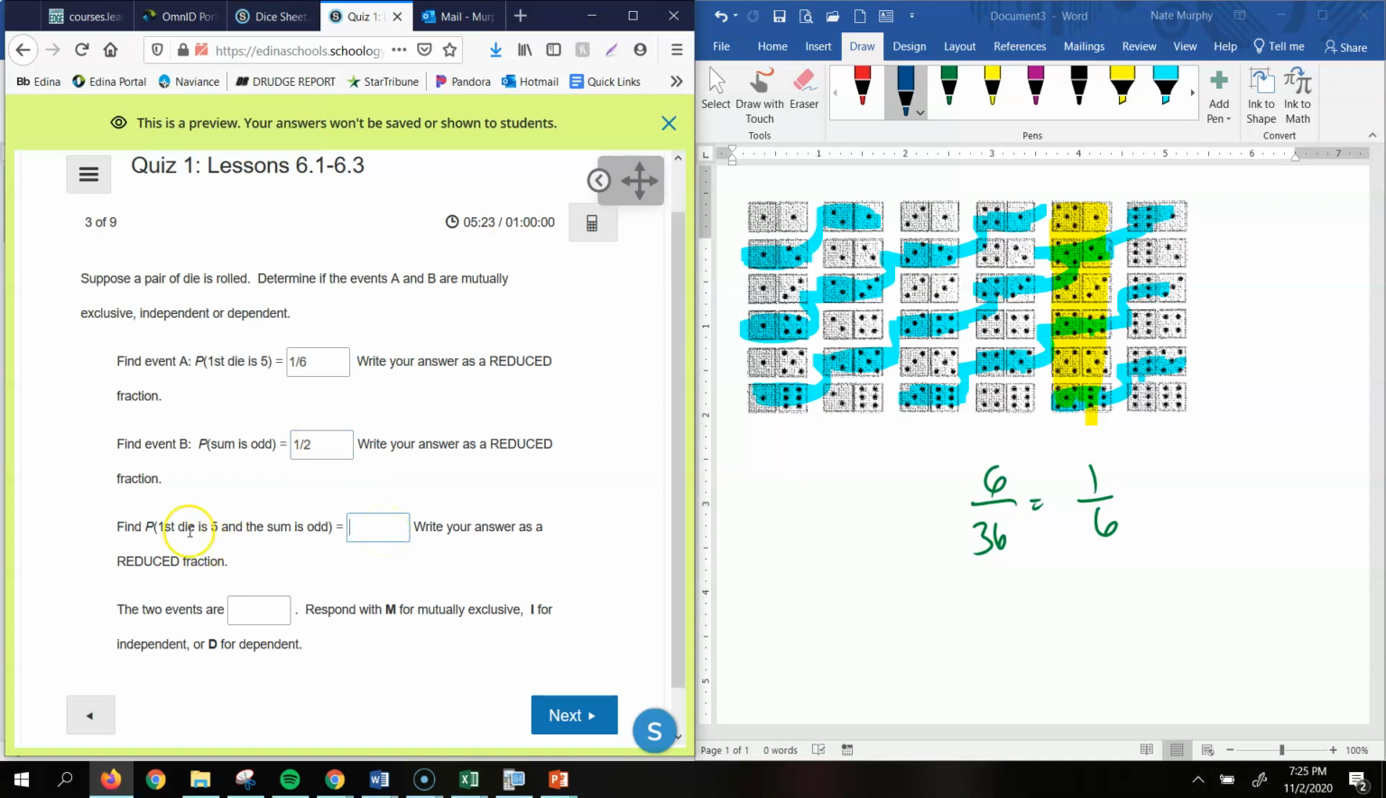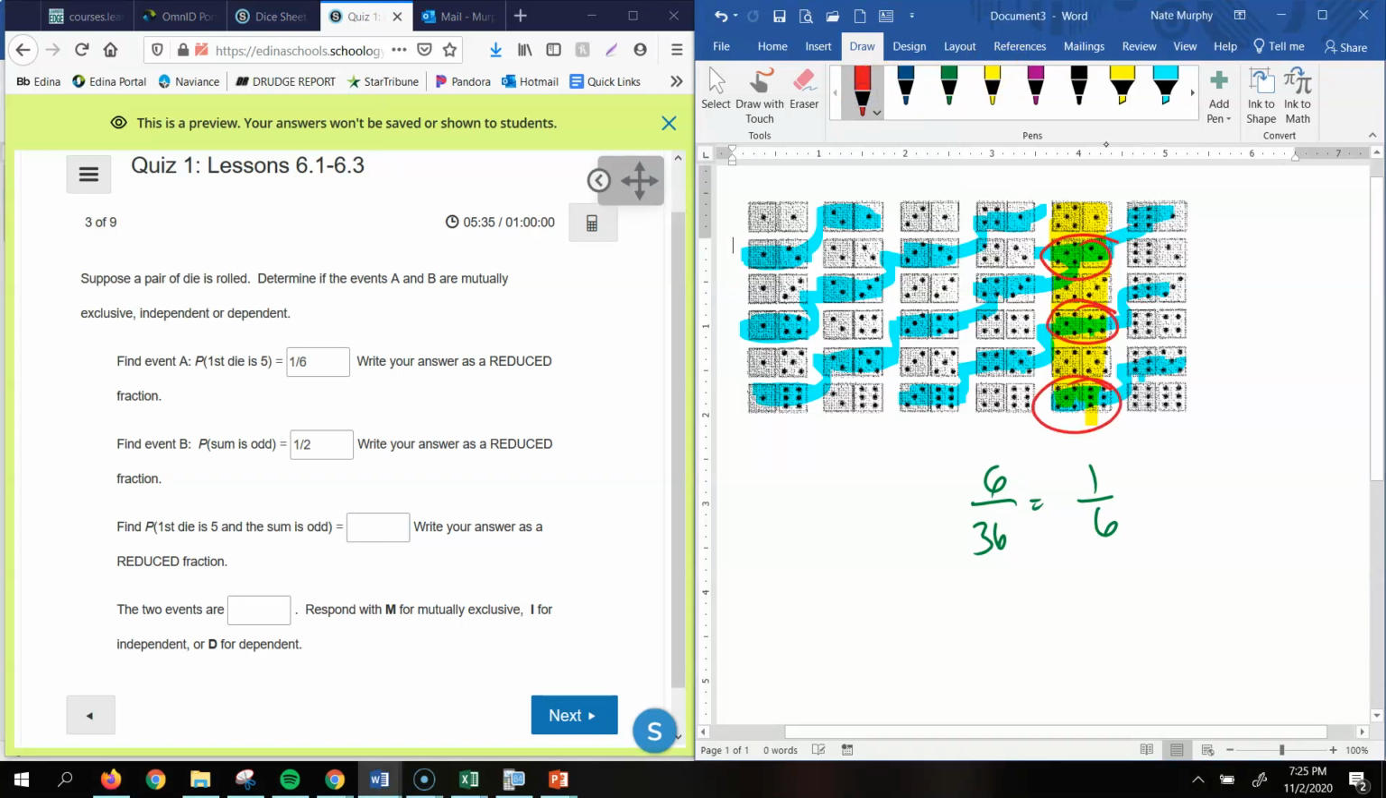Now it says find the probability the first die is a 5 and the sum is odd. So what's the probability of both of those happening at the same time? So yellow and blue make green, so it makes it easy to find. So we have 3 times out of 36 where the sum was odd and the first die was a 5. 5 and 2, 5 and 4, 5 and 6. So that's 3 times out of 36, which reduces to 1/12.